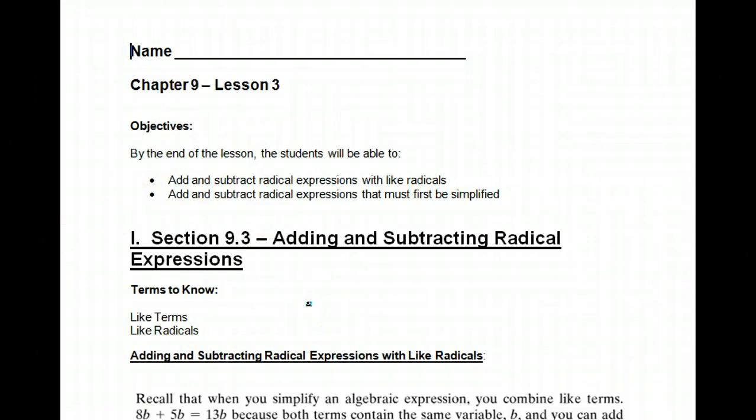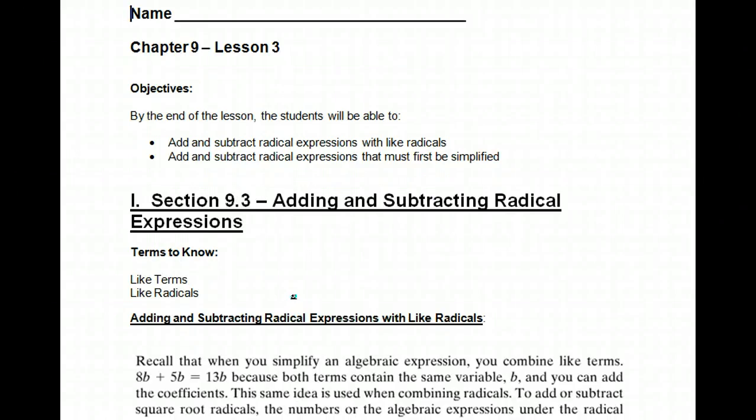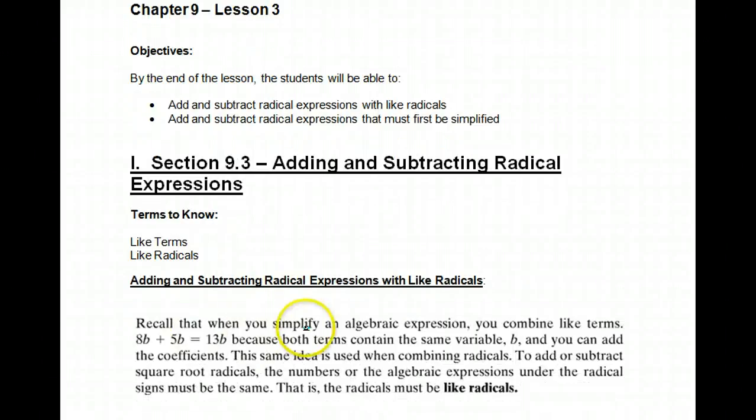Welcome to Chapter 9, Lesson 3 for Robert Morris University Math 0900. This is our last lesson for week 2. This was a pretty busy week for us, and in this lesson we are going to learn how to add and subtract radical expressions with like radicals, and we're going to add and subtract radical expressions that must first be simplified. So the terms that you must know are like terms and like radicals.